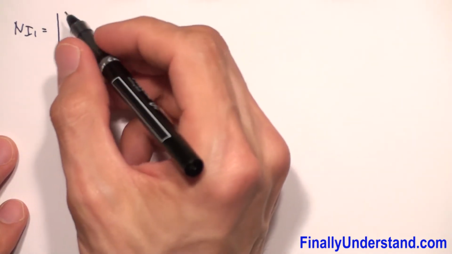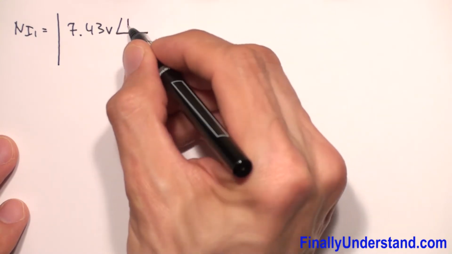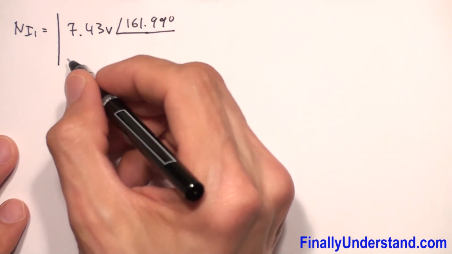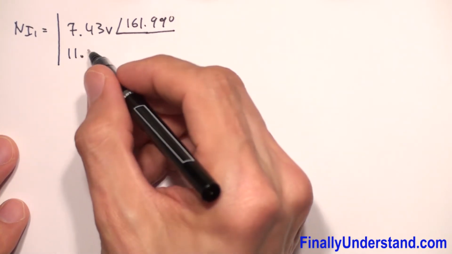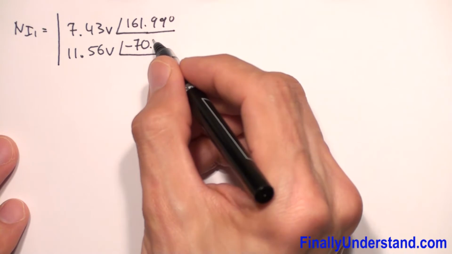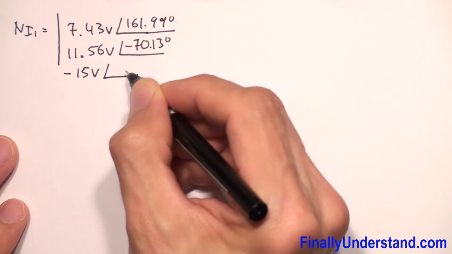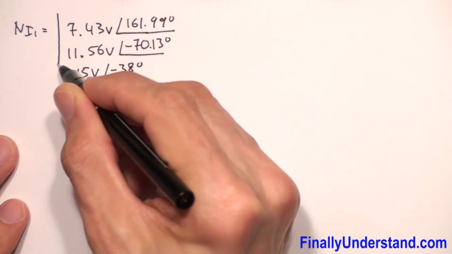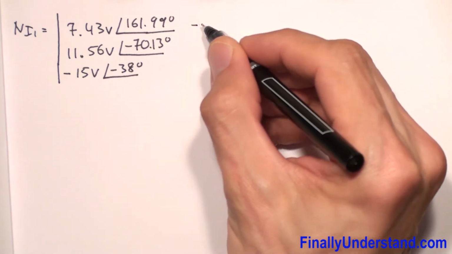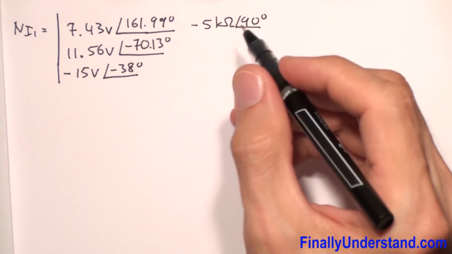Okay, these voltages. So I have the sum of the voltages in loop 1, 7.43 volts and angle of 161.99 degrees, and I have my other voltage, 11.56 volts and angle of minus 70.13 degrees, and I have negative 15 volts and angle of negative 38 degrees. Okay, so next we're supposed to copy the second column of the delta, minus 5 kilo ohms and angle of 90 degrees.